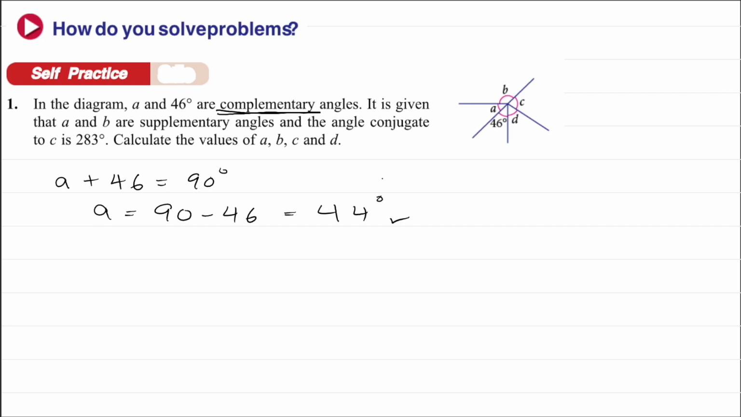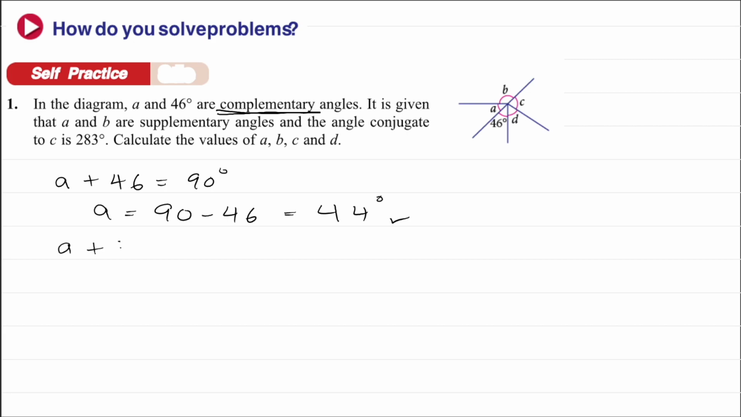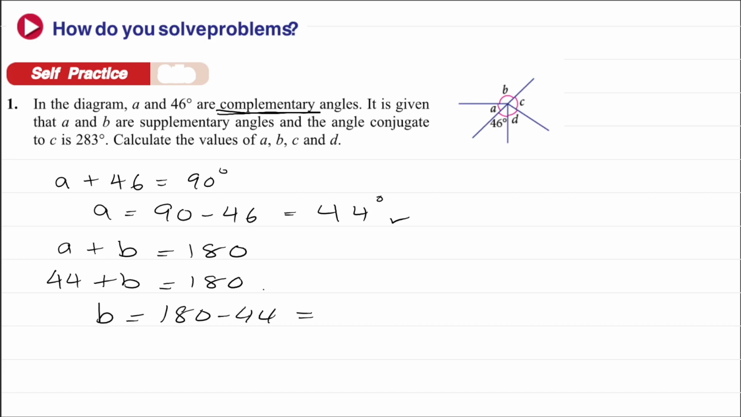A done. It is given that A and B are supplementary angle. Apa itu supplement? Tengok balik. Supplementary adalah bila dua angle ditambahkan together, dia akan dapat 180. So, A tambah B adalah 180. We already know the value of A adalah 44. So, masukkan je lah. 44 tambah B sama juga dengan 180. So, B is equals to 180 minus 44. You will get the answer 136. Settle B.